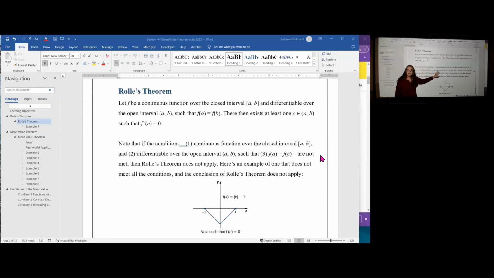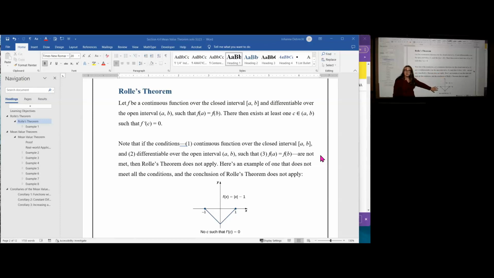If these 3 conditions are not met, if even one of them fails to be true, then Rolle's theorem is not guaranteed. It may still be true, but it's not guaranteed. Do not use a theorem if the conditions are not met. Remember the 3 conditions: continuity over the closed, differentiability over the open, and f of A equals f of B.